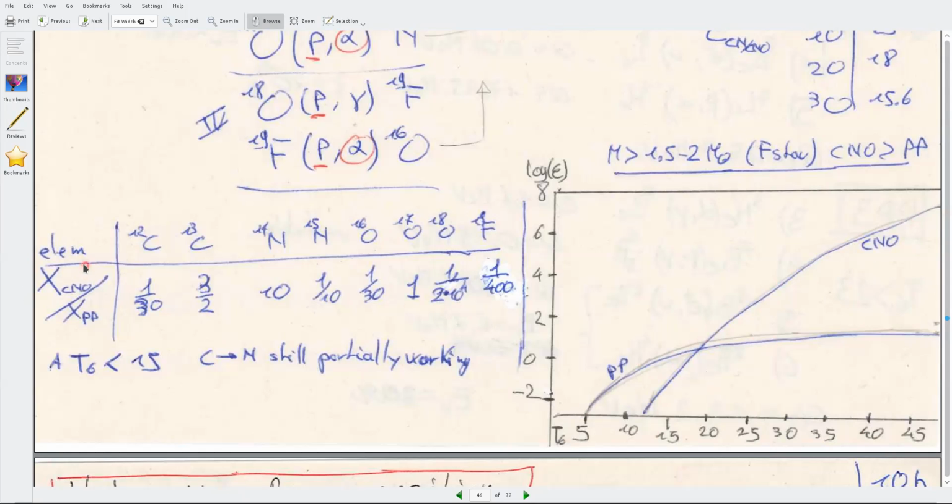If you are considering the mass fraction after the CN cycle with respect to the proton-proton normal, you can see that usually carbon-12 is depleted, while nitrogen is definitely enhanced, and oxygen is also depleted.